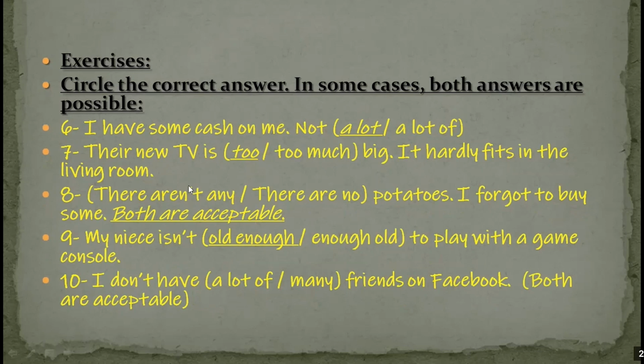Here we have a negative verb and here we have an affirmative verb. If you have a negative verb, use any. If you have an affirmative verb, use no. My niece isn't old enough. Old is an adjective, so we use enough after the adjective. I don't have a lot of friends or I don't have many friends. Both are acceptable. No problems.